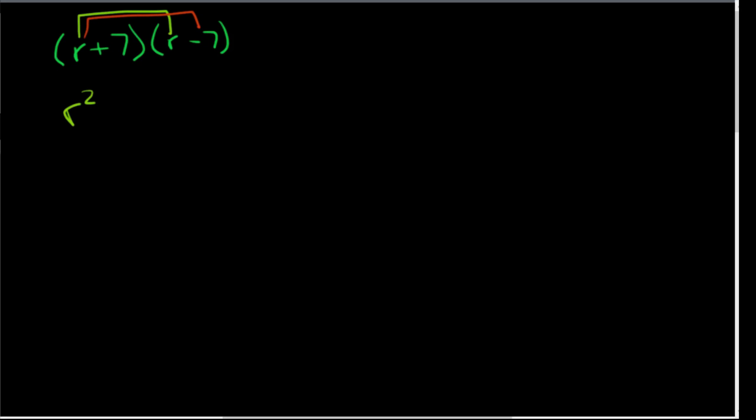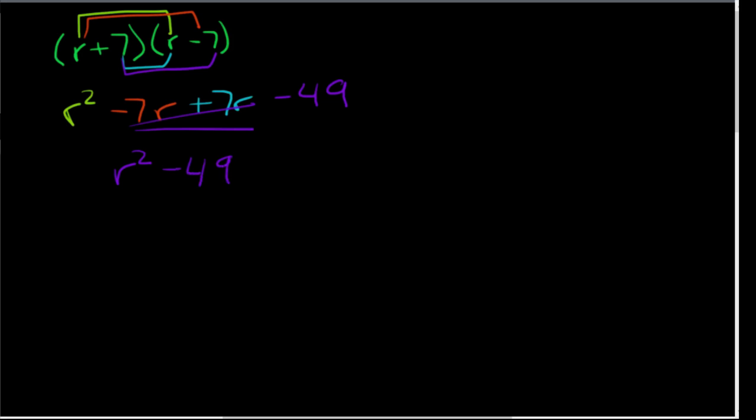R times negative 7 is negative 7r. 7 times r is positive 7r. And 7 times negative 7 is negative 49. Now, notice that negative 7r plus 7r becomes 0r, so those will just cancel out. I'm left with r squared minus 49.